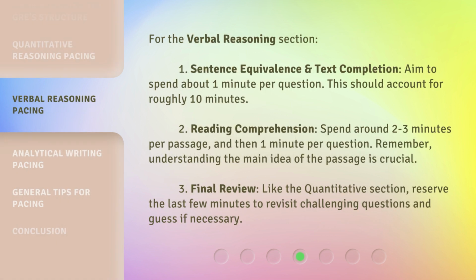For the verbal reasoning section, 1. Sentence equivalence and text completion. Aim to spend about 1 minute per question. This should account for roughly 10 minutes. 2. Reading comprehension. Spend around 2 to 3 minutes per passage, and then 1 minute per question. Remember, understanding the main idea of the passage is crucial. 3. Final review. Like the quantitative section, reserve the last few minutes to revisit challenging questions and guess if necessary.